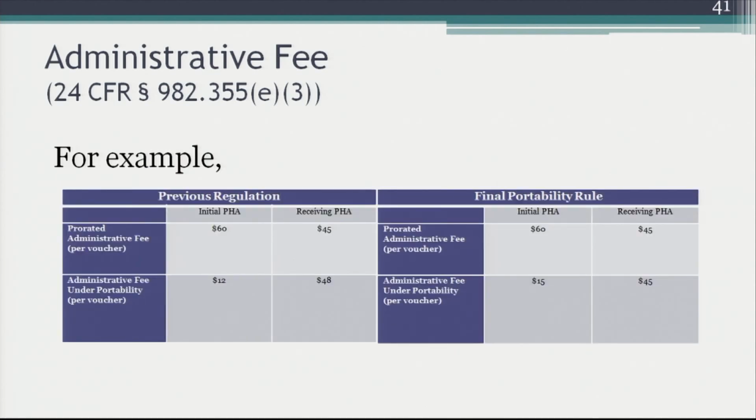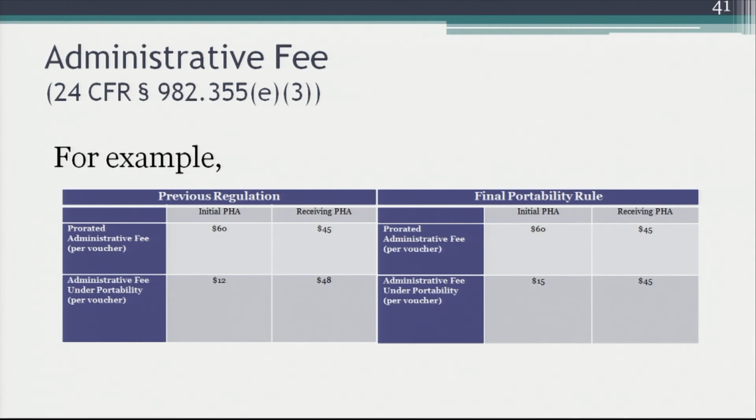So on this slide, you can see the initial PHA's admin fee per voucher is $60, and the receiving PHA's administrative fee per voucher is $45. So under previous regulation, the initial PHA would get to keep $12 out of those $60, and then the receiving PHA would bill the initial PHA for the remaining $48. And as you can see, the $48 is higher than the receiving PHA's own administrative fee.